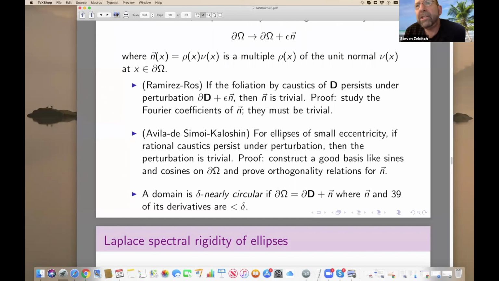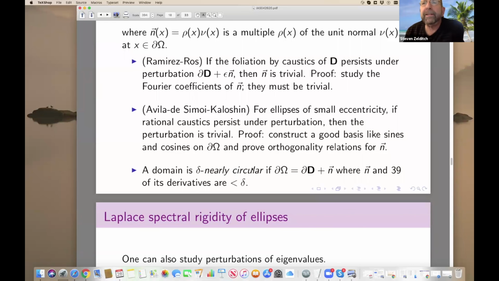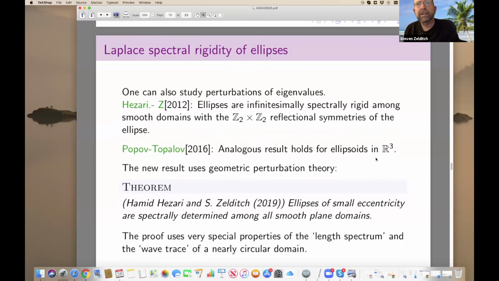They did something similar. They studied the Fourier coefficients of perturbations. They studied data associated to the perturbation, and they studied their Fourier coefficients relative to a very new type of orthonormal basis of functions on the boundary. That was the brilliance of their paper, to introduce these functions. So a domain is called delta nearly circular if the perturbation and 39 of its derivatives are less than delta.